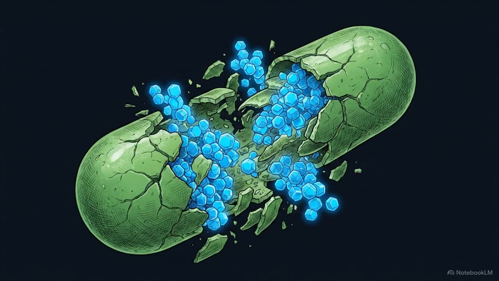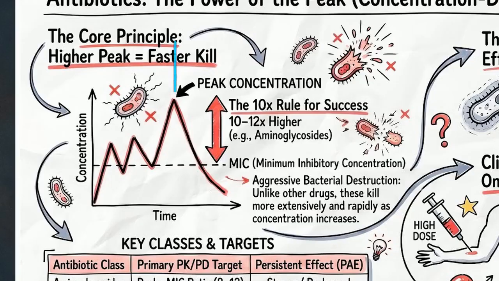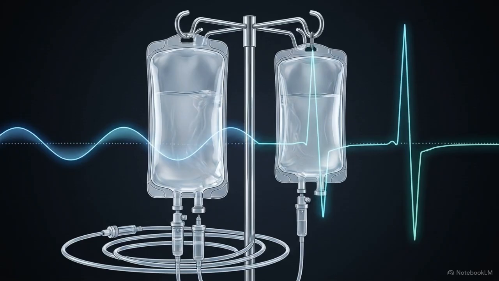The second kill profile operates on the exact opposite logic, concentration-dependent killing. This chart shows how the rate of bacterial destruction increases exponentially as peak drug concentration climbs. The target here is the 10x rule. To achieve maximum bacterial destruction, the peak drug concentration must hit 10 to 12 times higher than the MIC. This aggressive strategy is the primary mechanism for antibiotics like aminoglycosides and fluoroquinolones.